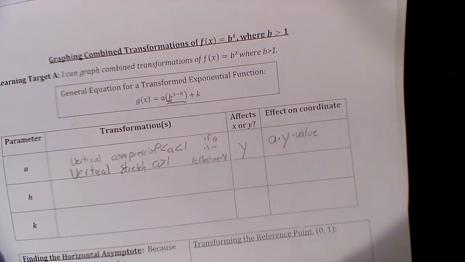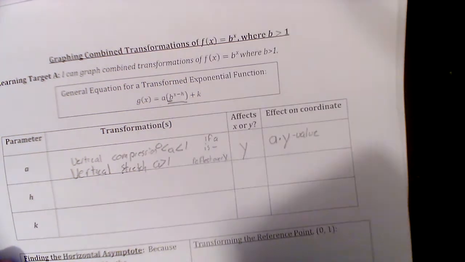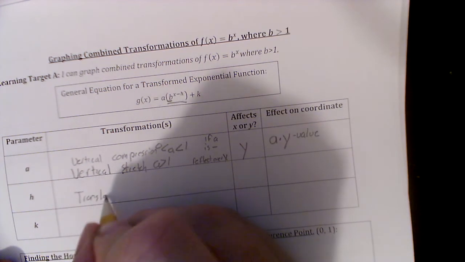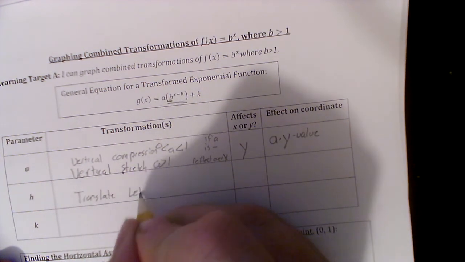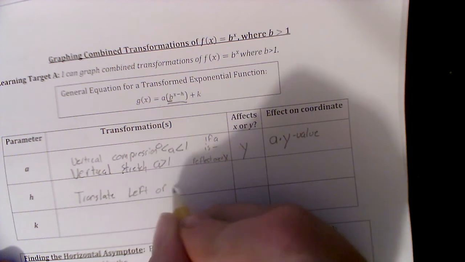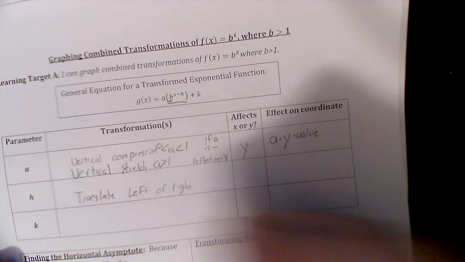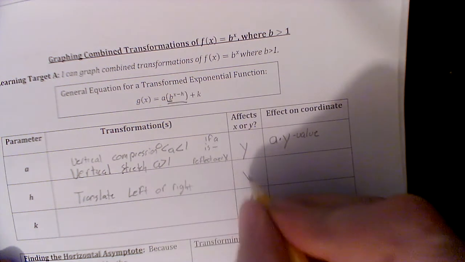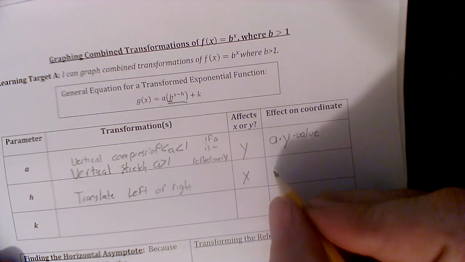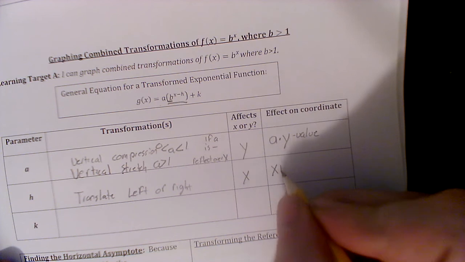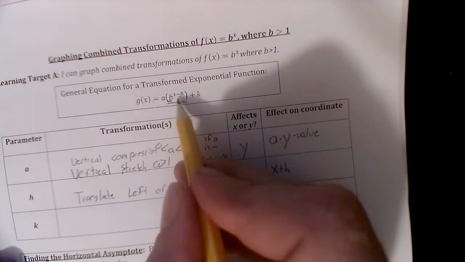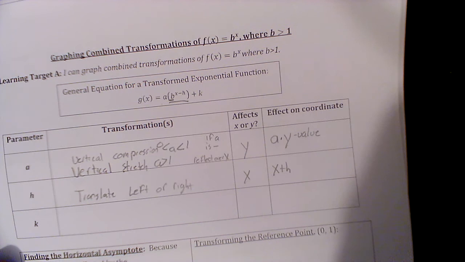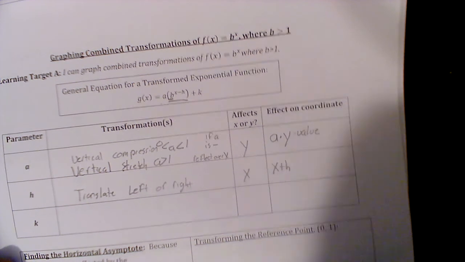Alright? Let's do H. Right? H is in there, has the same thing, right? You translate left or right. Right? And since it's in there with the input, it affects the X, and specifically, it's X plus H. Everything in here gets affected, and H is added to your X value when I'm dealing with coordinate pairs. I'll show you down here when we do our reference points.